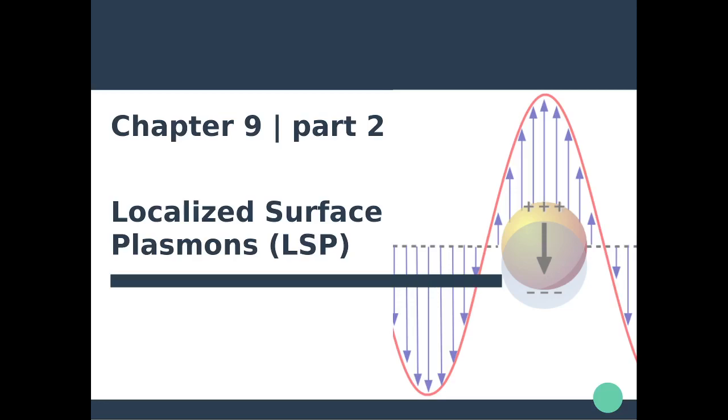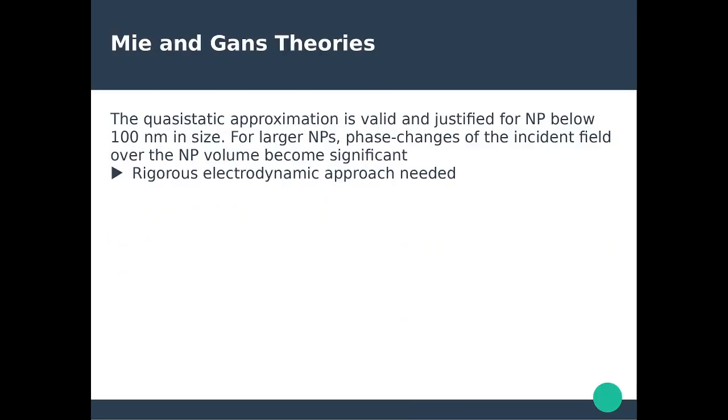With this video, we're going to discuss more extensively localized surface plasmon resonance and how we can calculate them using analytical methods. The quasi-static approximation we discussed in the previous video is only valid for nanoparticles that are very small, so roughly speaking below 100 nanometers in size. Of course, there's no clear limit, and it is going to depend on the composition of the nanoparticle as well as the surrounding environment.